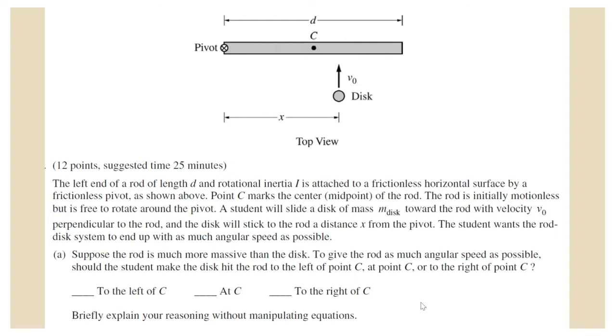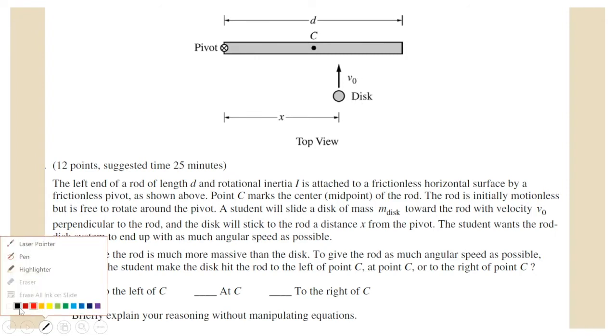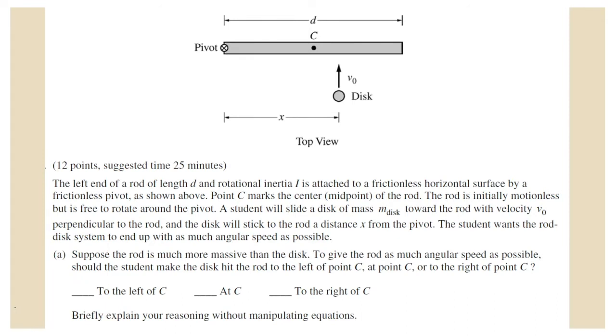Now, there are a couple of ways that you can go about answering this question, but regardless of the analysis that you use, both analyses lead you to the exact same conclusion: the farther away the disk is, the faster the rod will end up going. So the answer is to the right of C. Now, there are two ways that you can go about doing this. The first way is by using basically the torque equation to come up with an idea about torque.